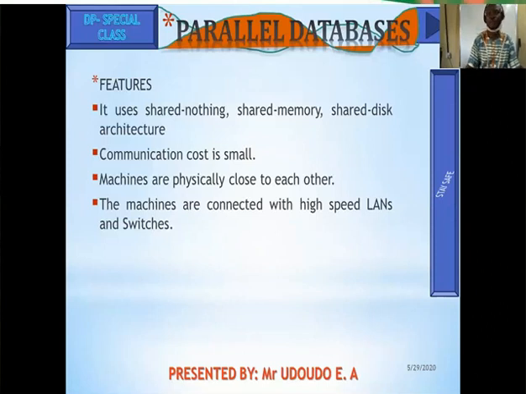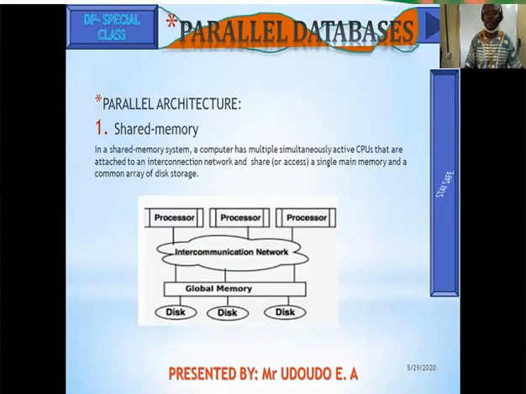databases. The next thing is about architecture, that is the structural design of these parallel databases. And so the first one, if you remember from the first point of the features or characteristics, talks about the various architectures which the parallel database makes use of. Now, we are saying number one is shared memory. What's about shared memory?